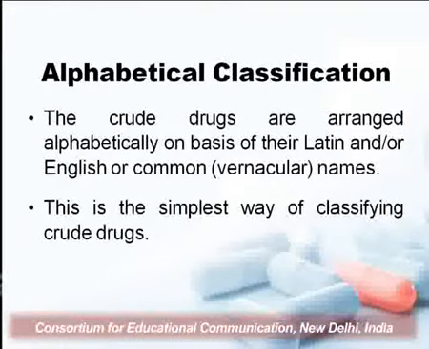And since they do not have any kind of cellular structures, microscopical studies are not so important for such drugs as they are for the organized drugs. Now, these crude drugs can also be classified on the basis of alphabetical classification, and under such a system, the crude drugs are arranged alphabetically on the basis of the alphabets that are used in their Latin or English or common or vernacular name, and this is the simplest way of classifying crude drugs.